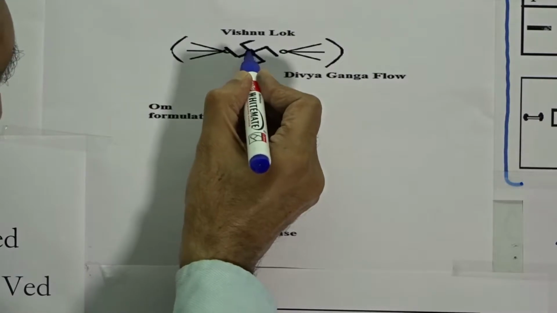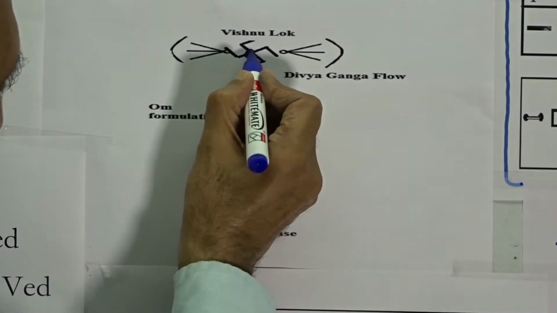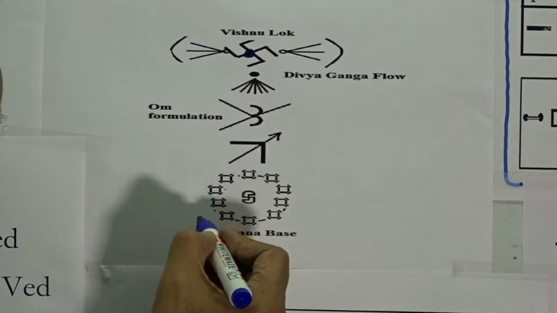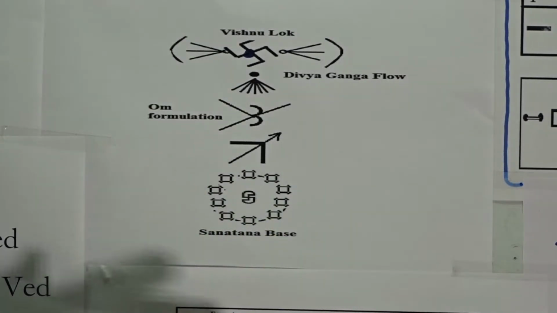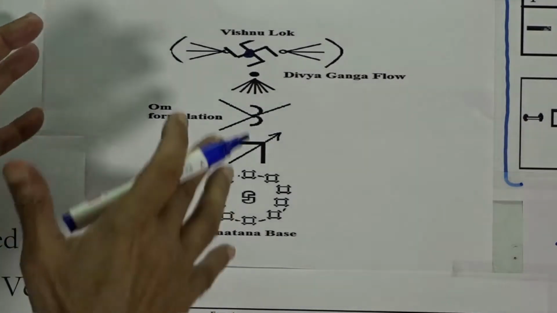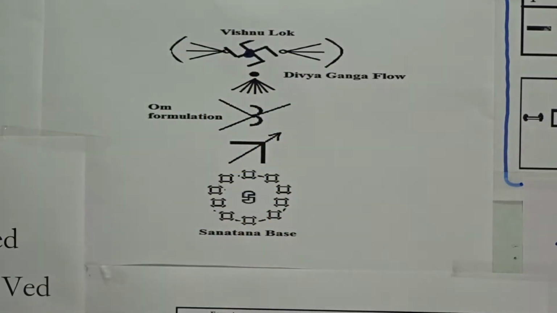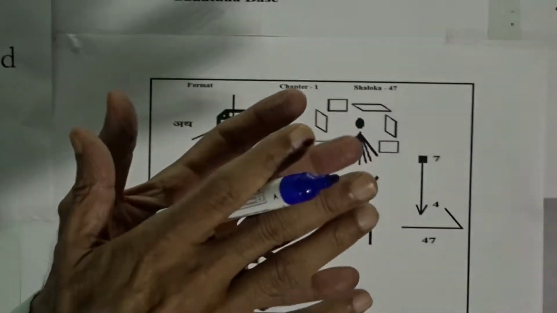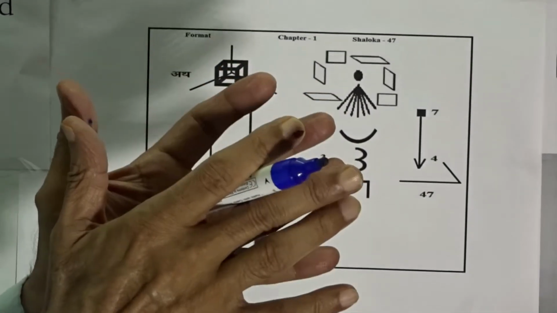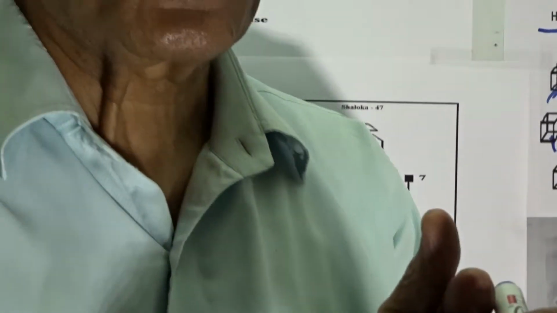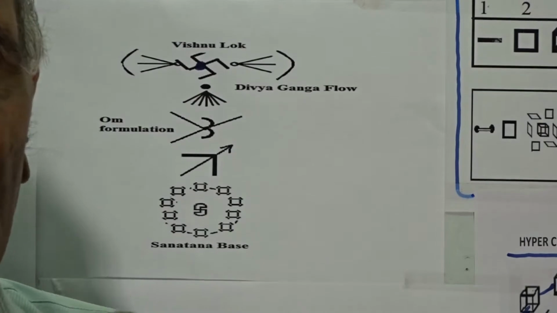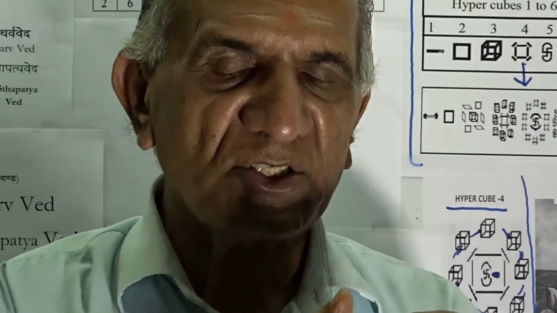Now at the pole star, it is this transcendental flow which will be ultimately fulfilling our Sanatana base and our Pushpika. Therefore, when we have this particular format, then we will be having the organization of Srimad Bhagavad Gita and of the Samved.